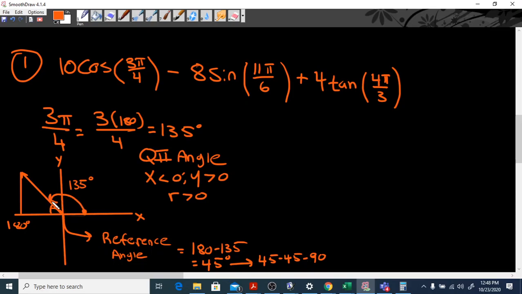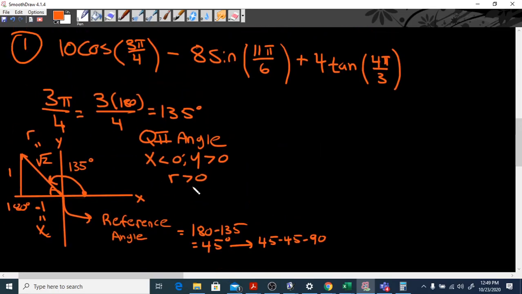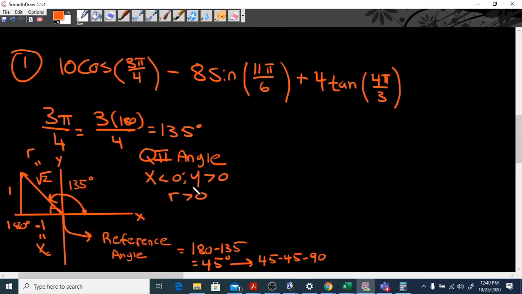Okay, so this is a 45, 45, 90. I can put my numbers here. 1, 1, square root of 2. All right, and x is negative, y is positive, and r is always positive. Okay, all right, now which one's x, which one's y, which one's r? Cosine is x over r. So here's x, and here's r. Okay, so what this means is that the cosine of 3 pi over 4 is 1 over square root of 2.